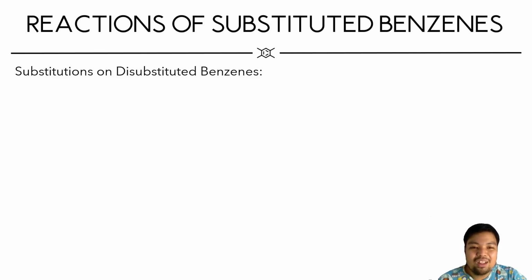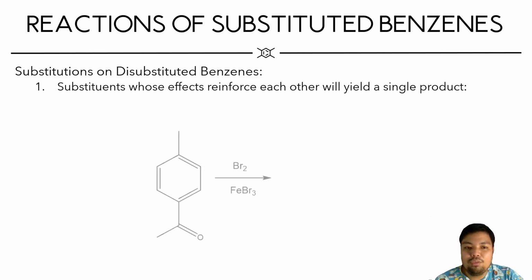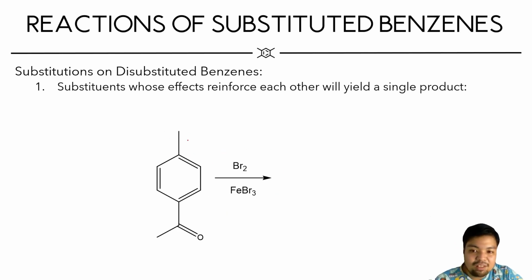So the first one is: substituents whose effects reinforce each other will yield a single product. To elaborate, let's have an example of such a disubstituted benzene. This aromatic compound will undergo a bromination reaction, obviously based on the reagents that are used. And the methyl group here, as we know, is an ortho and para directing activator.